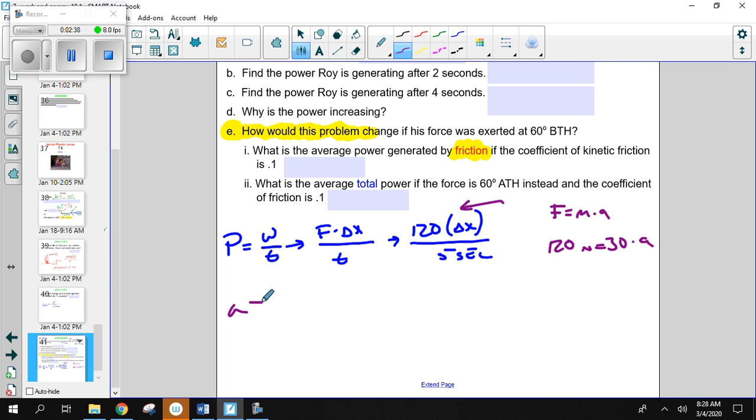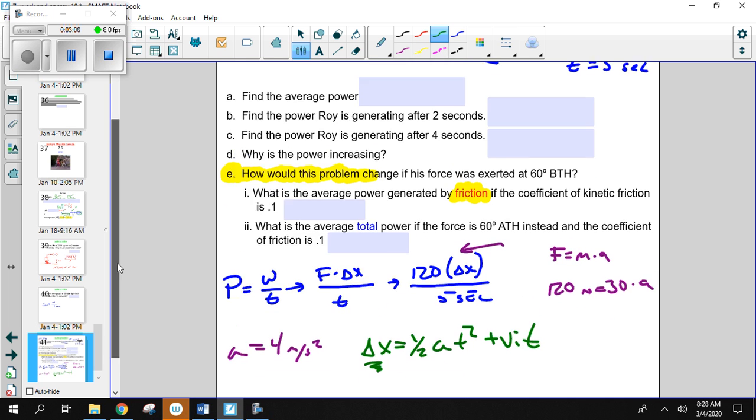So our acceleration should equal 4 meters per second squared. Alright, so I know what you're thinking. Whoopity-doo! I still don't have delta x. Well, if you remember way back when, even further back, delta x equals 1/2 acceleration times time squared plus v initial times t. Delta x, that's what I want!